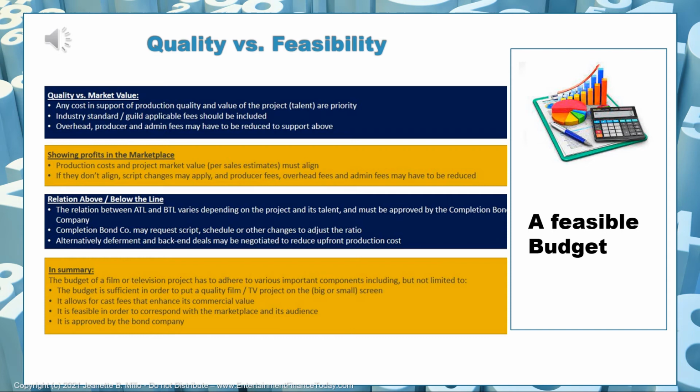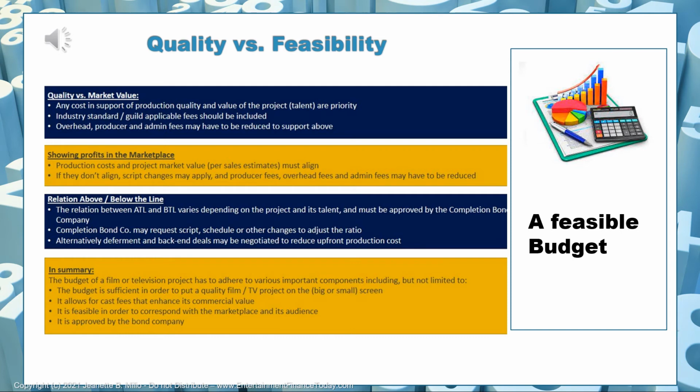Obviously, you want to include all the industry standard fees and guild applicable fees in your budget, and you can only change those in support and negotiation with the guilds. There is an area like overhead, producer, admin fees, and so forth. Those I would always look at to reduce in support of the market value, meaning reduce those and optimize the market value and not touch the quality, because those fees have nothing to do with what you're going to see on screen.